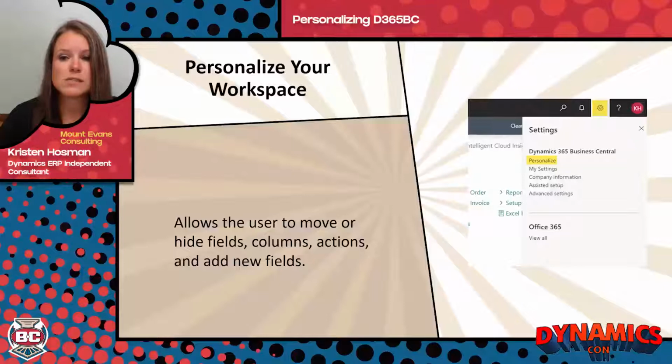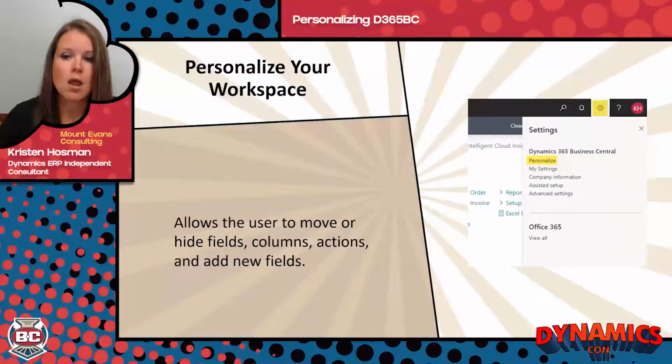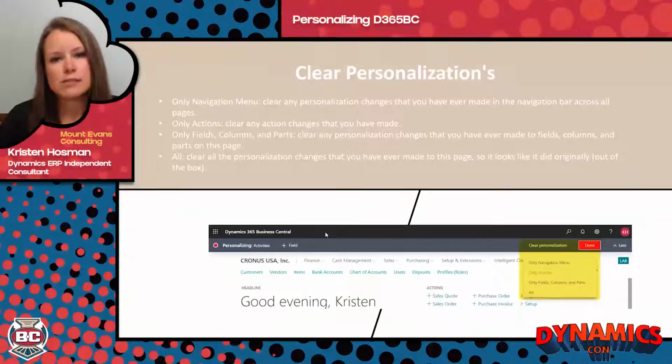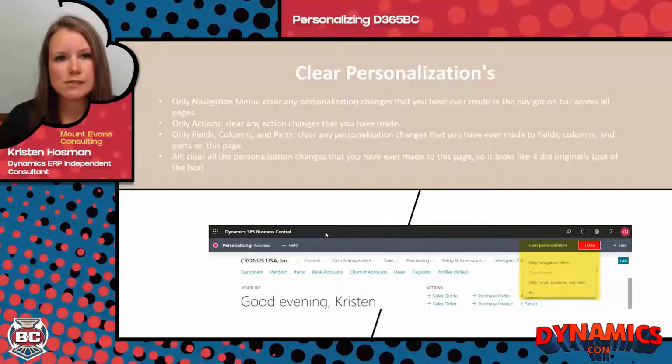Most personalizations must be done first by activating the personalizing banner, but very simple adjustments such as column widths can be performed immediately on any list. Users are able to clear personalizations that they've added as well throughout the system.